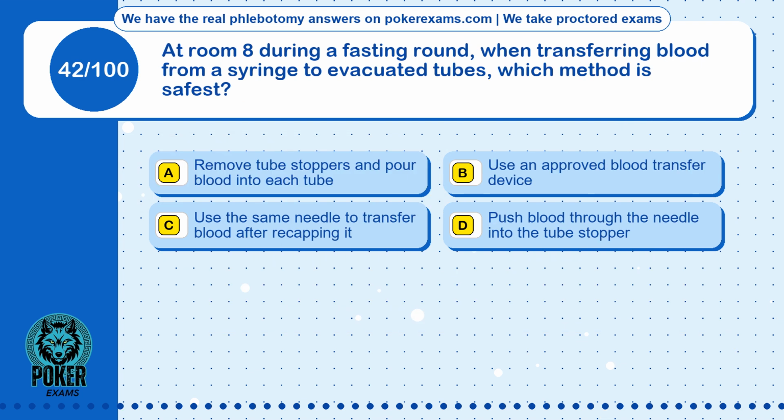Question 42. At room 8 during a fasting round, when transferring blood from a syringe to evacuated tubes, which method is safest? Option A. Remove tube stoppers and pour blood into each tube. Option B. Use an approved blood transfer device. Option C. Use the same needle to transfer blood after recapping it. Option D. Push blood through the needle into the tube stopper.